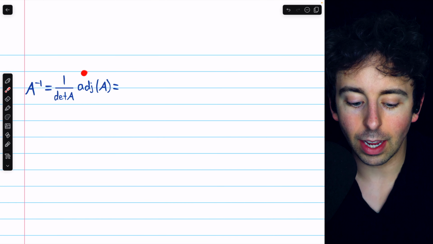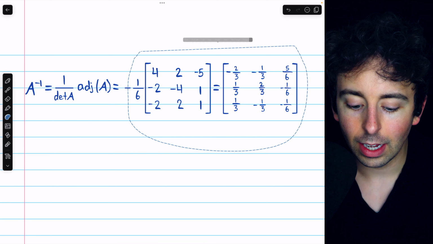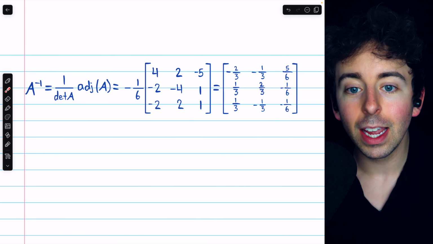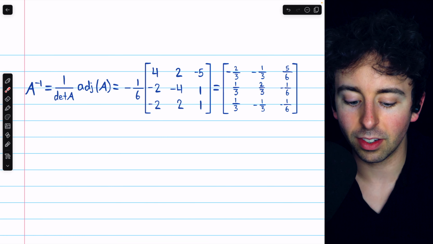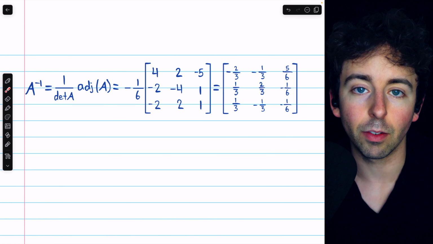And this is the computation to find the inverse of the matrix using the adjoint. It's straightforward to find the determinant using a cofactor expansion. In this case, the determinant is -6. And so the computation ends up producing this as the inverse matrix.